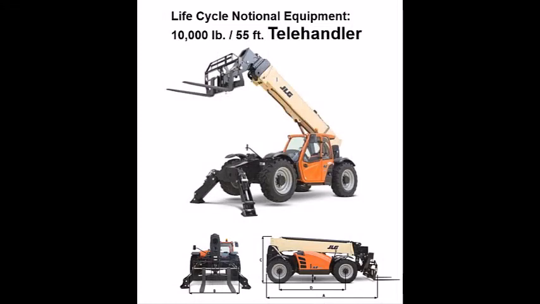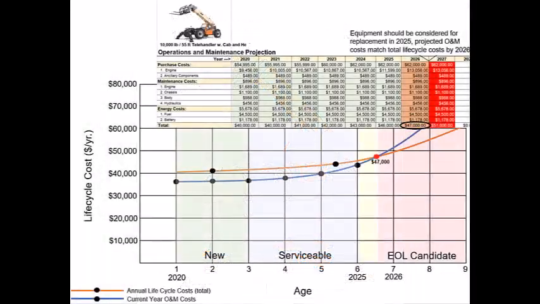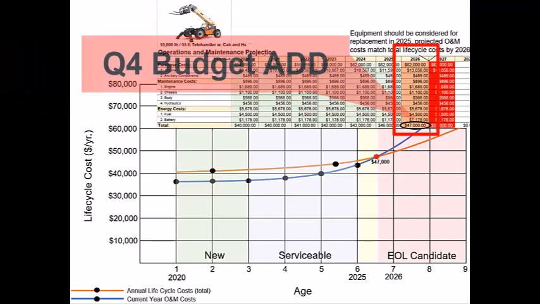To give you a snapshot, a few years ago I performed an analysis on a 10,000-pound 55-foot telehandler forklift, and this equipment was mapped out over an 8-year period. You can see here at around mid-2025, it was projected that this equipment may reach EOL candidacy based on an ascending lifecycle cost that would exceed the O&M costs. Now, with this information, the CFO can go ahead and add this equipment to the Q4 budget. There's the value add right there.